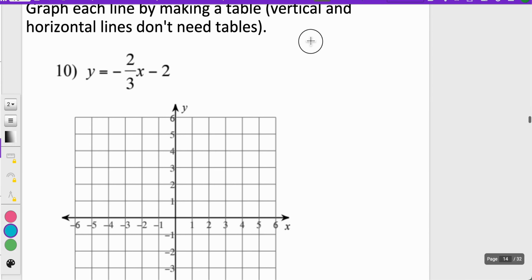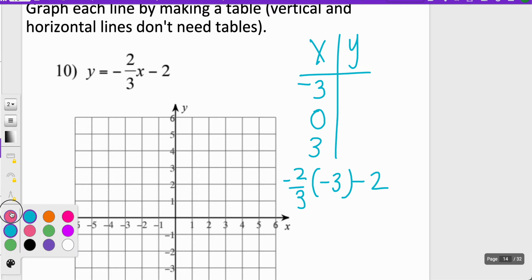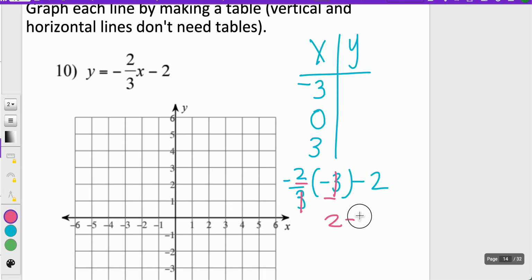For number 10, my table needs negative 3, 0, and positive 3 because I've got a fraction. So negative 2/3 times negative 3 minus 2. Remember, these 3's can just cancel to 1s. So really I'm just doing negative 2 times negative 1, which is 2, and 2 minus 2 is 0.